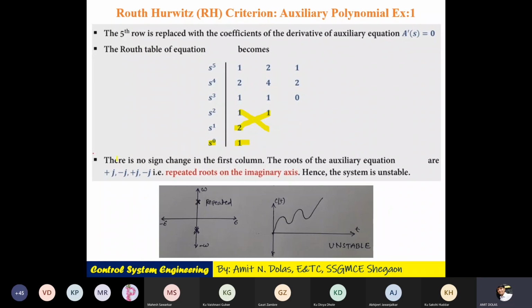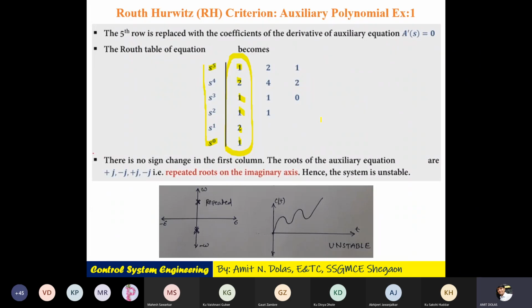Okay. So just observe the first column. Now we did this complete table from s raised to 5 up to s raised to 0. So the complete Routh table is with you now. Just observe the first column and observe the sign. For every element in the first column, the sign is positive. Thereby it is observed that the system is stable. But this is not the only condition.